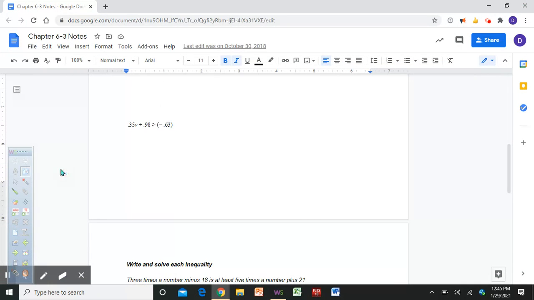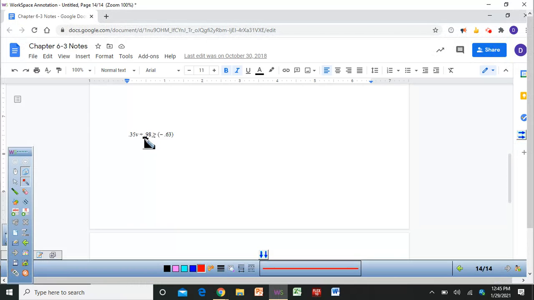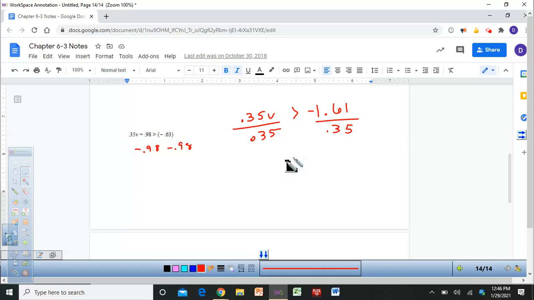Okay, if we look at the next one, which will be the last one, minus 0.98, we got to get rid of all of our subtraction and addition first. So I got to get rid of minus 0.98. So now we have 0.35v, and we have a greater than sign, and we're going to take negative 0.63, and we're going to subtract 0.98. And that gives us negative 1.61. And we're going to divide both sides because we got to get rid of our multiplication. So divide both sides by that, and you have v is greater than negative 4.6. And then you're done.